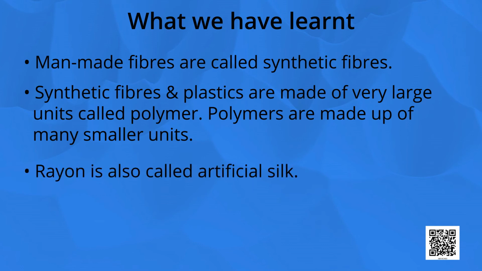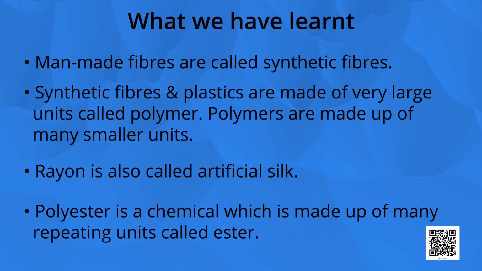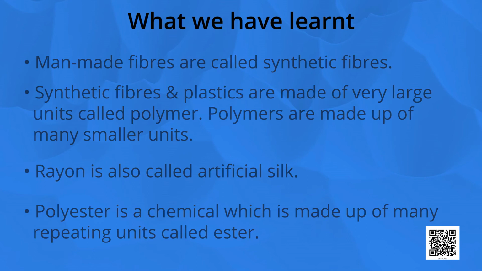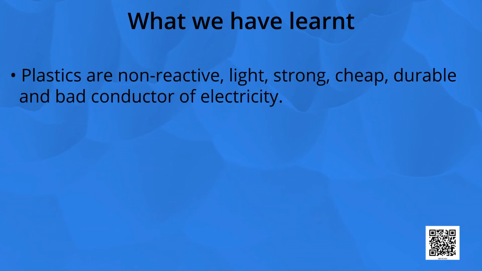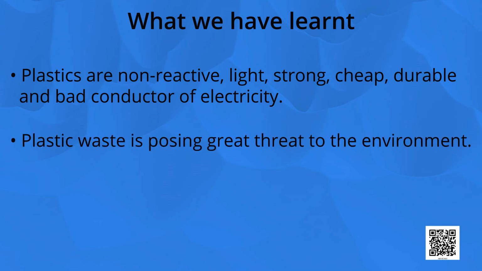Rayon is also called artificial silk. Polyester is a chemical which is made up of many repeating units called ester. Plastic is non-reactive, light, strong, cheap, durable, and a bad conductor of electricity. Plastic waste is posing a great threat to the environment.